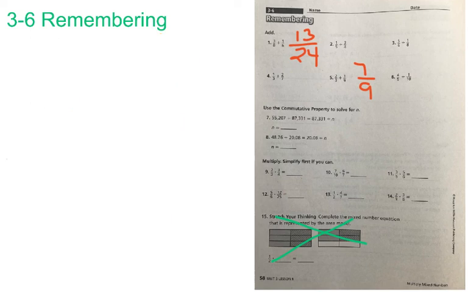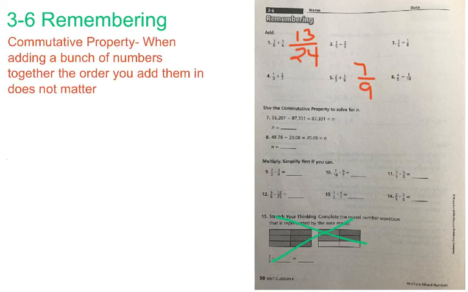To get here to the next section, the commutative property, we went over that in Unit 2, specifically taught it in Lesson 2-7. So feel free to refer to that if you need to. You can look at your work from 2-7, or you can also look at the video from 2-7 if you need a little review. And when we review it, the commutative property, when adding a bunch of numbers together, the order in which you add them does not matter.